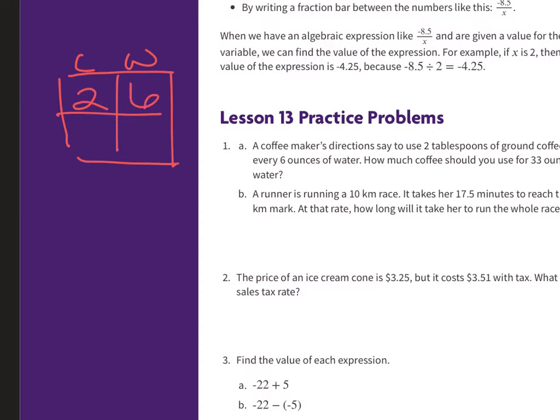So if I find the constant of proportionality, I go 6 divided by 2, second column divided by first column, and I get 3. So my constant of proportionality is 3.